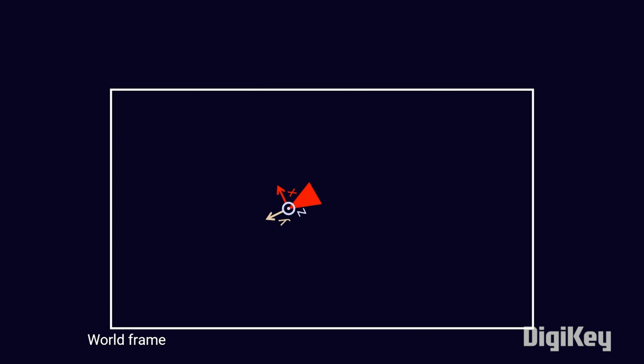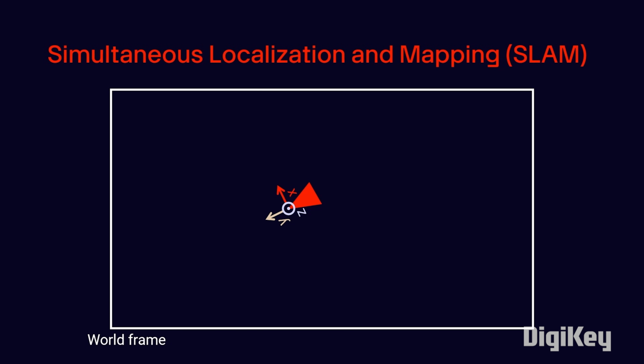This is where the study of simultaneous localization and mapping, or SLAM, comes into play. SLAM is where the robot tries to construct or update a map of its surroundings while also keeping track of its location within the map. As you can imagine, this is a tricky problem that includes a lot of current research efforts.